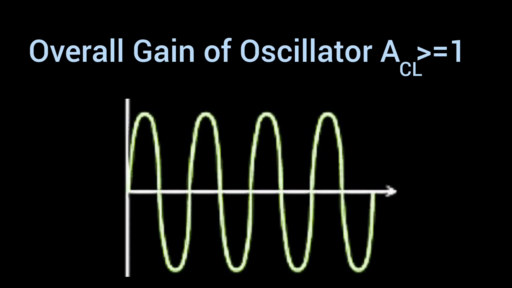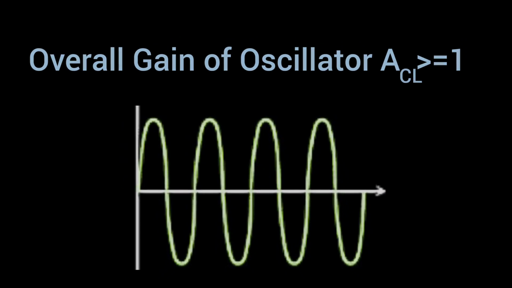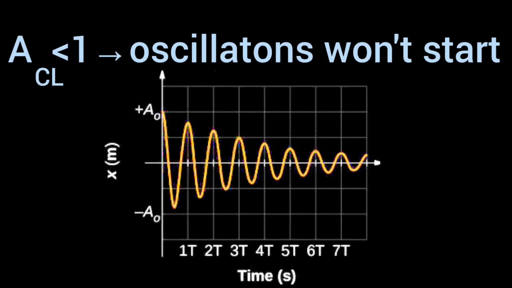The overall gain of the oscillator must be slightly greater than or equal to 1. If it is less than 1, the oscillations will not start, and if they do start, within no time the oscillations will die. And if it is greater than 1, we will get clipped amplitude or a distorted type of oscillation. That's it for this video.